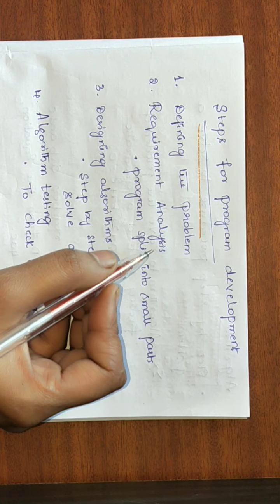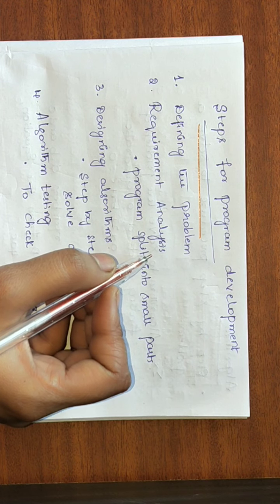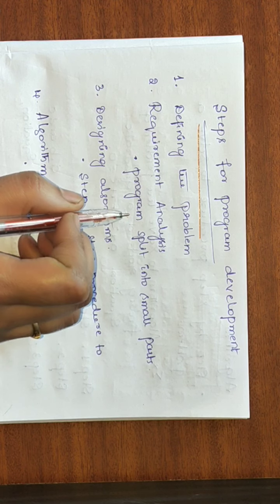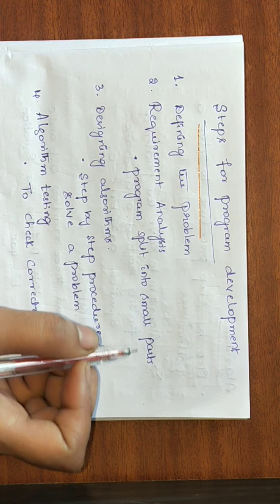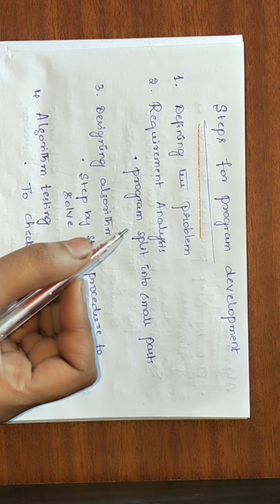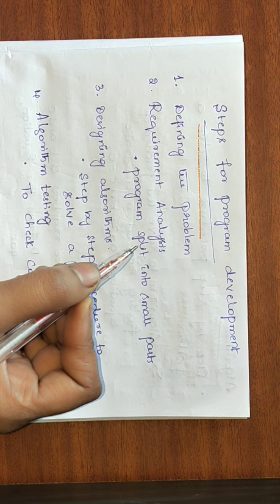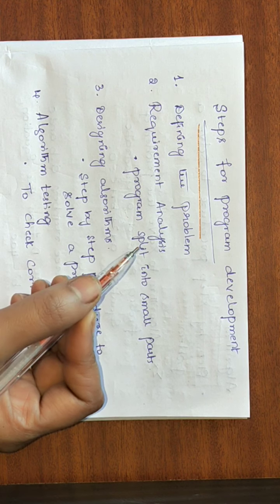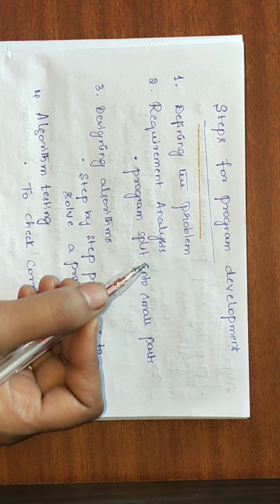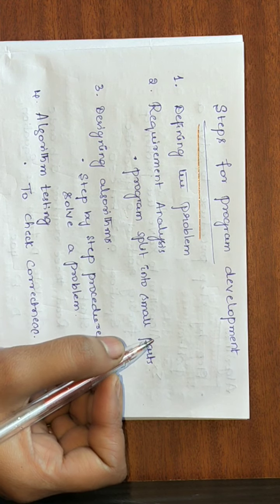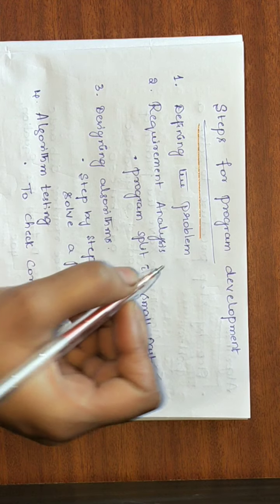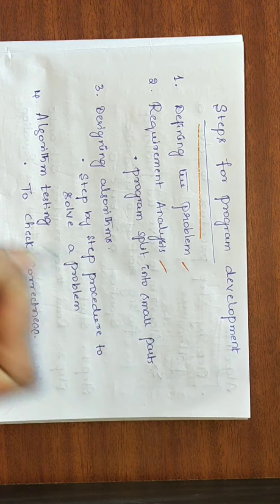Next, requirement analysis. The next step is requirement analysis. Here the program is split into small parts. That is what is required for our program: what the input is and what output we get. And for giving the input, what variables we should give. All those things come under requirement analysis.